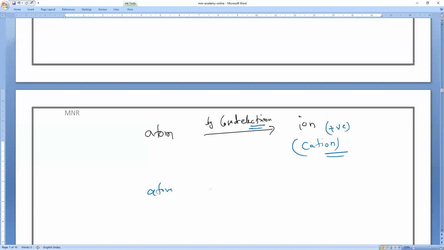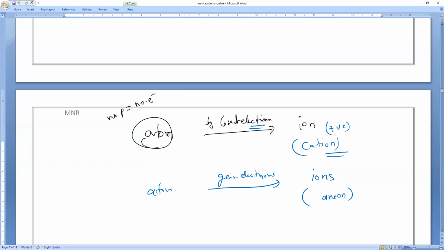Now, atoms will gain electrons and they will turn into ions. So they are gaining and losing to get charged. If they lose or gain, very simple. Atom means the number of protons is equal to what? The number of electrons. So charge remains neutral. Equal and opposite, so atoms remain neutral in nature.